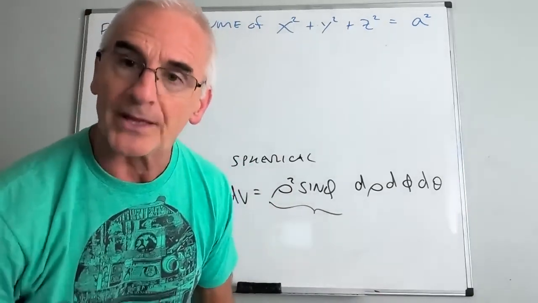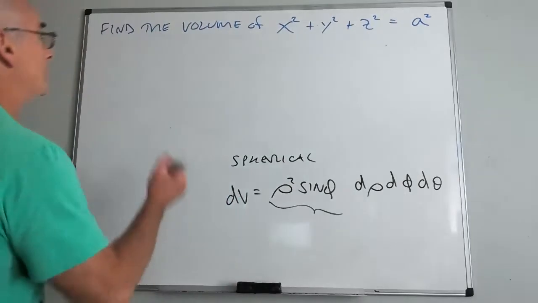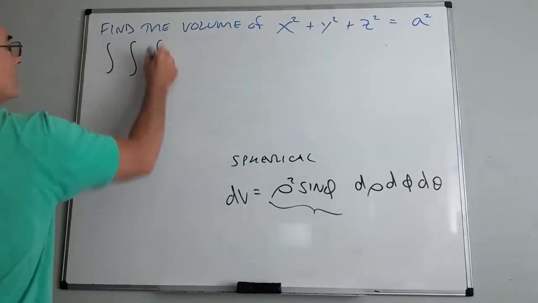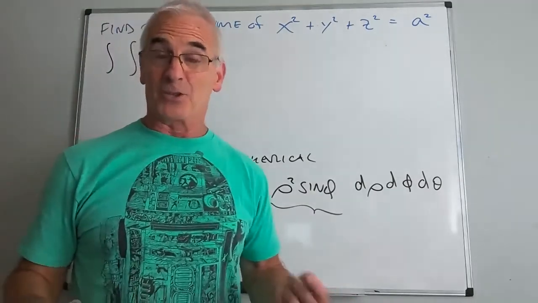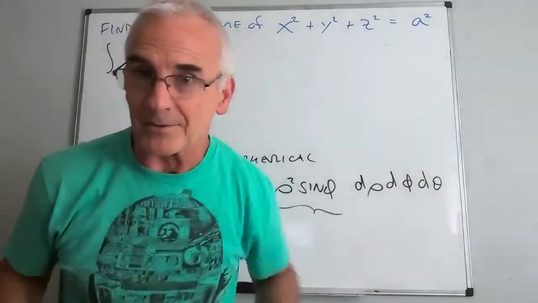So when I do this, I'm going to go right to the triple integral. Now, what we have to decide are our limits of integration. It's a sphere, so clearly theta is going all the way around. That's not even an issue.